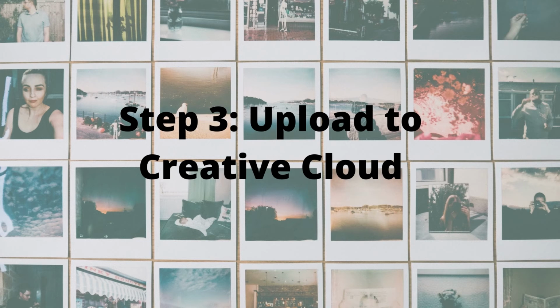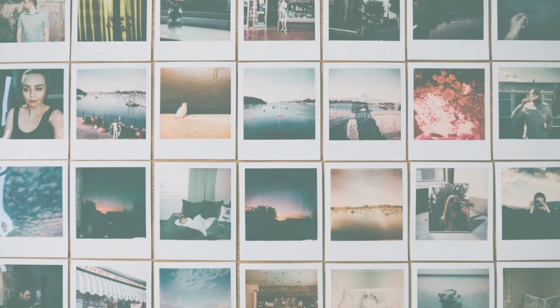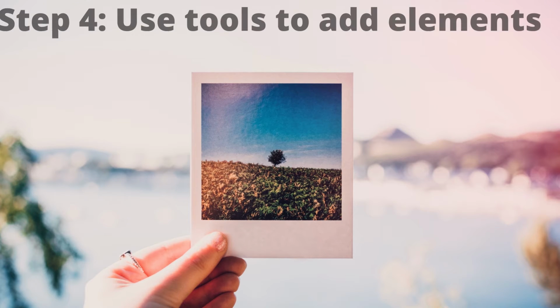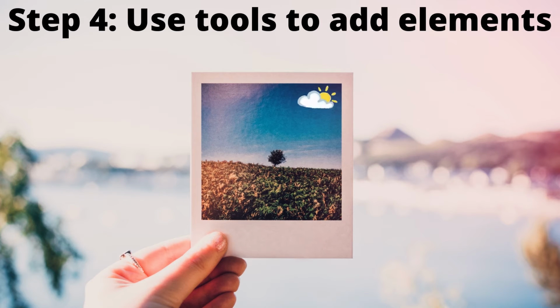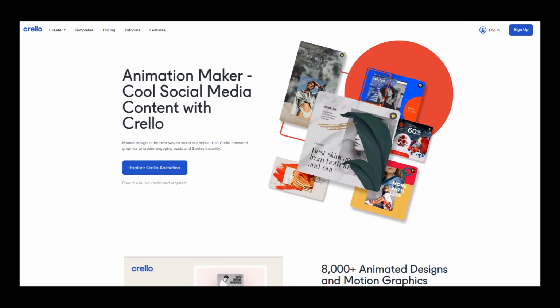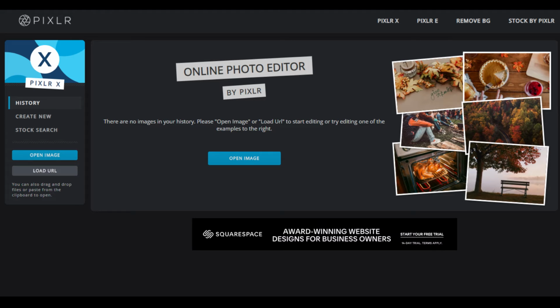And now is the fun part, where we get to use all the tools through Adobe Rush as well as online to add elements to our photos and to our videos. A lot of people are very familiar with Canva, but there are so many other options out there now, about a dozen that I have found. Some that I like are Krilo as well as Pixlr, but there are so many other options.